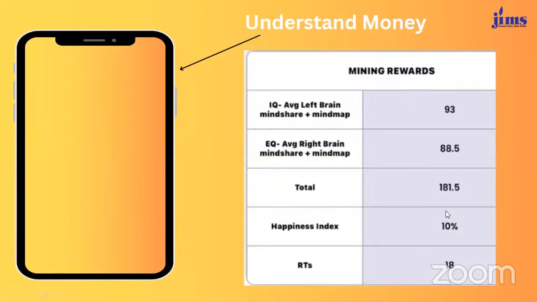The total reward token that a person got here was only 18. So we get to about 18 tokens. Let's go on, ma'am. Let's go on to the next slide.